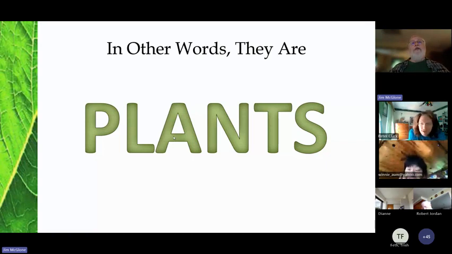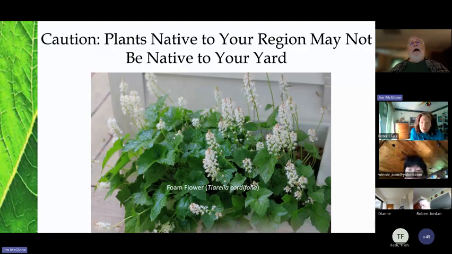Now, there is one caution that I would give you that I learned, which is that there are plants that may be native to the region, but not native to your yard. One of the first books I got on gardening with native plants talked about foam flower and how beautiful it was. And it is a beautiful plant, and how easy it was to grow. So one of the first native plants we tried in our yard was foam flower, and it died. And we tried it again, and it died. And we tried it again, and it died.